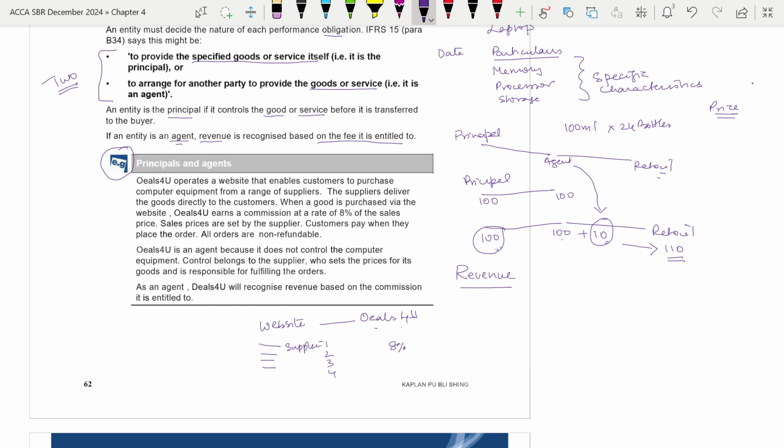This is what happens in Talabat, as simple as that. That's a very straightforward example. Talabat will take the commission for it. Customers pay when they place the order. All orders are non-refundable. Imagine Talabat, automatically you imagine everything.